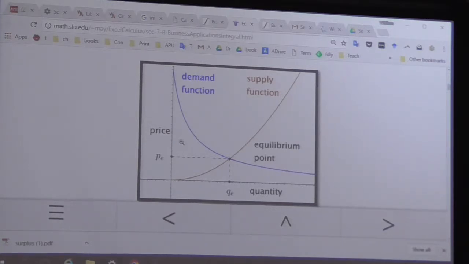Okay, so what is this thing called consumer surplus? What it means is we look at the demand function. Suppose the price was up here. How many people would be willing to pay for it? This many, right? We go down, and this quantity of people would be willing to pay for it. Or suppose the price is here. Now more people are willing to pay for it. This many people are willing to pay for it, right?